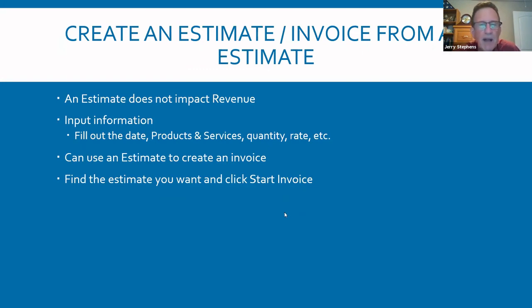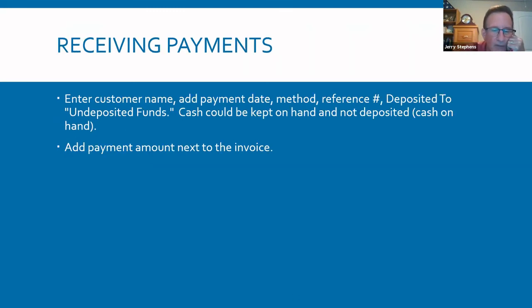Estimates, we talked a little bit about estimates. Estimates do not impact revenue, so this is just you providing that initial estimate to the client or potential customer. It tracks all that information, the products and services you would be offering to them, the quantity, the rate, etc. And it holds all that information that you could then use to create an invoice. If they in fact want to move forward with the project, then it flows through to an invoice and creates that for you. Next to the estimate field, there's something called Start Invoice, and it'll automatically populate all that for you.